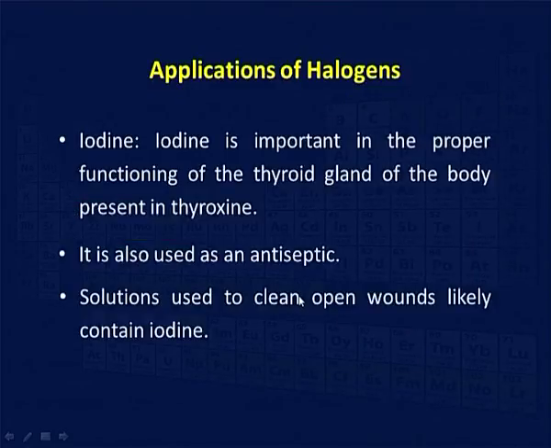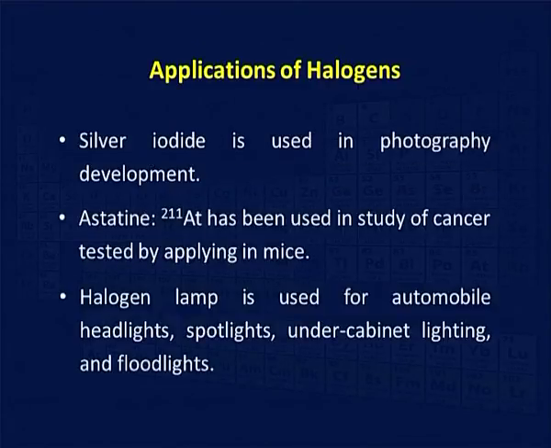Iodine is an important element for the proper functioning of the thyroid gland of the body, present in thyroxine. It is also used as an antiseptic. The solutions used to clean open wounds likely contain iodine. Silver iodide is used in photographic development. The last element in this 17th group is astatine. The astatine-211 radioisotope has been used in the study of cancer, tested by applying it in mice. The halogen lamp is used for automobile headlights, spotlights, under cabinet lighting and floodlights.